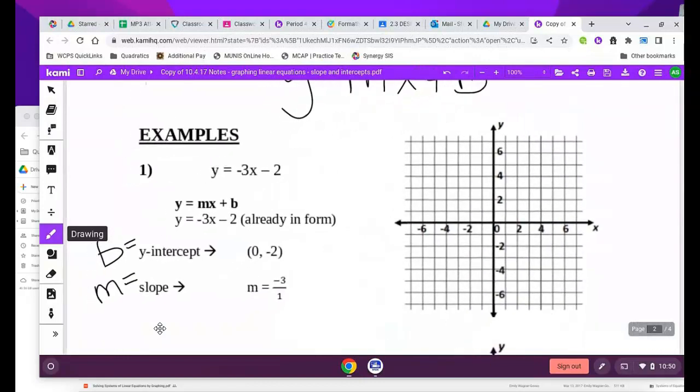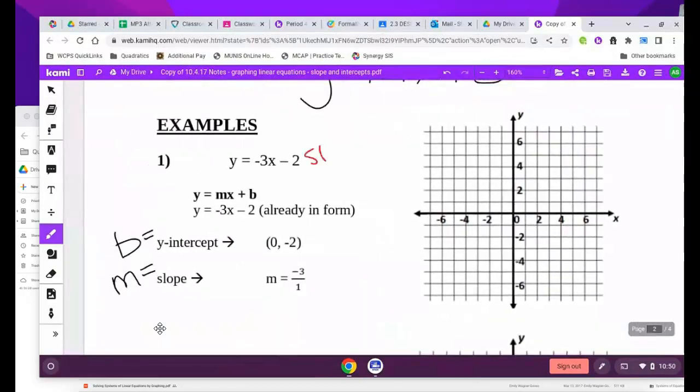So the negative 2 is where we start. We start with our y-intercept, so I'm going to put a point at negative 2. And then I need to identify my slope, which is negative 3. And then since it's not a fraction, we need to always put it over 1. So we're going to rise 3 and run 1.